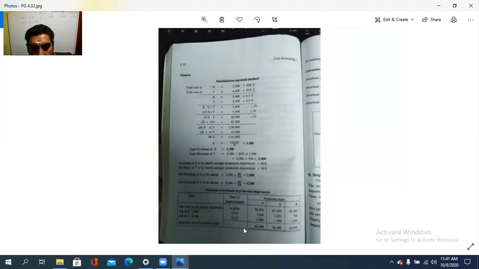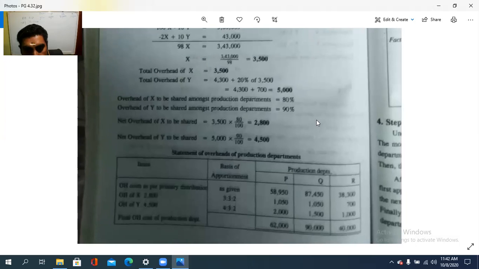See. So how much is it? Take 2,800 in the 3:3:2 ratio. That is 3 plus 3 is 6 plus 2 is 8. So 3/8, 3/8 and 2/8. How much is it? 1,050, again 1,050, and 2/8 is 700.